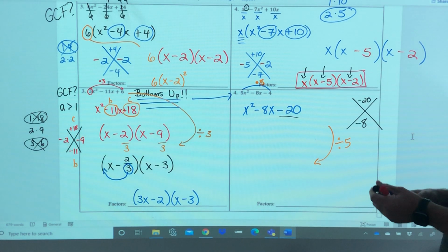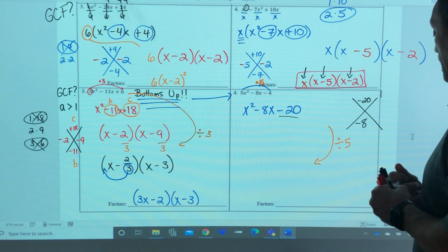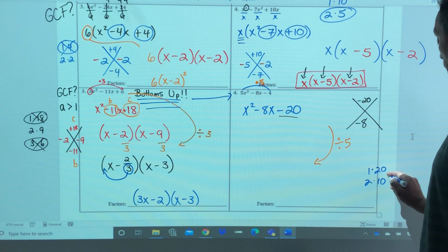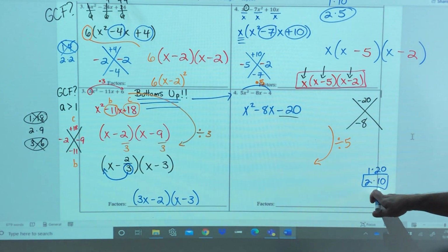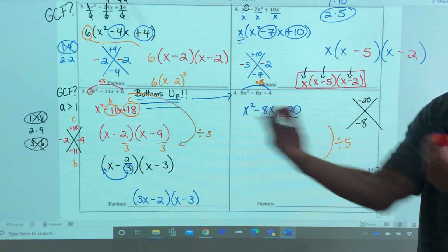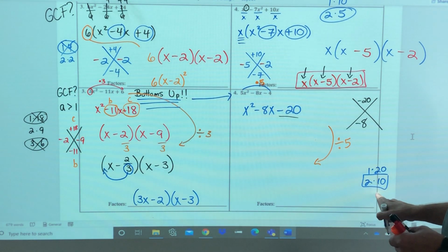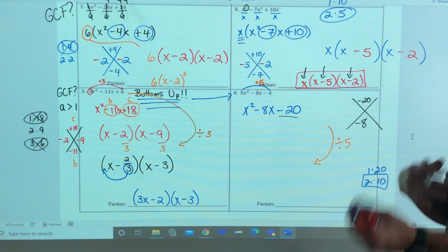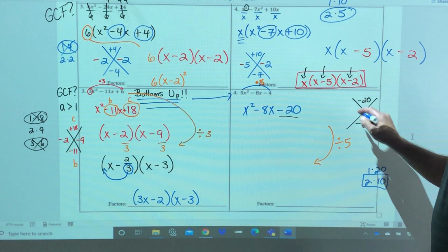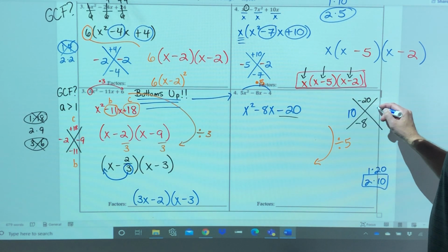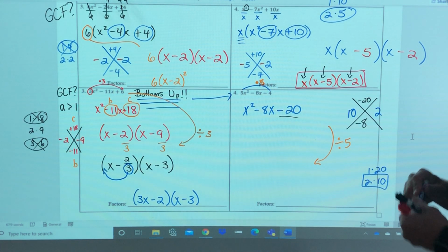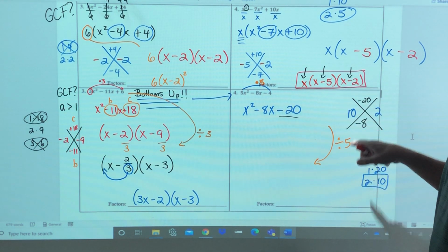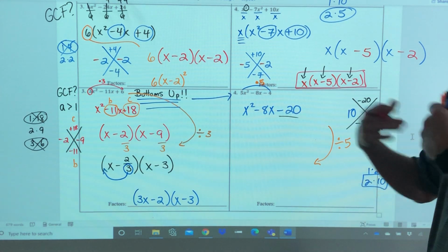So I need factors of 20 that will combine to give me 8. Well, I have 1 times 20, 2 times 10. Hey, I don't really need any more. Once I get to one of them that's going to give me some form I can manipulate and make it 8, like I can manipulate 2 and 10 to give me 8 or 12, one way or the other. So I'm just going to write that number there first, and then I'm going to determine my signs. Well, since 20 is negative, that means one of them has to be negative, because it has to be a negative times a positive to give me a negative.